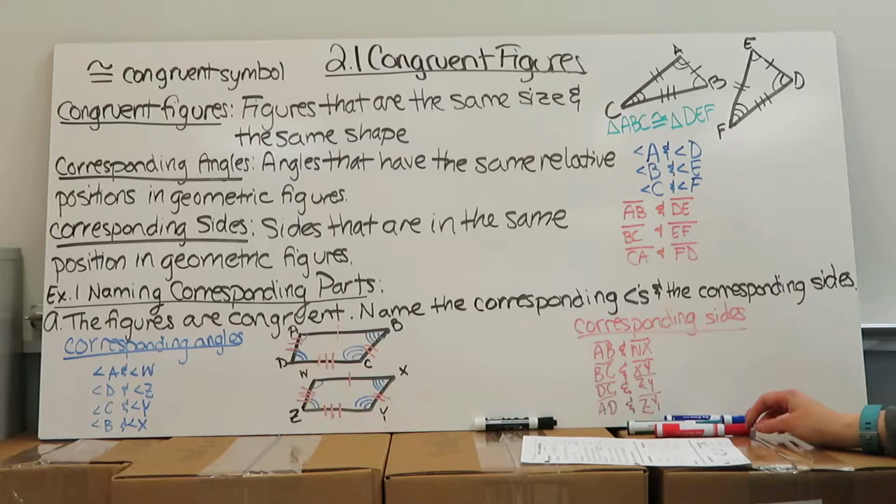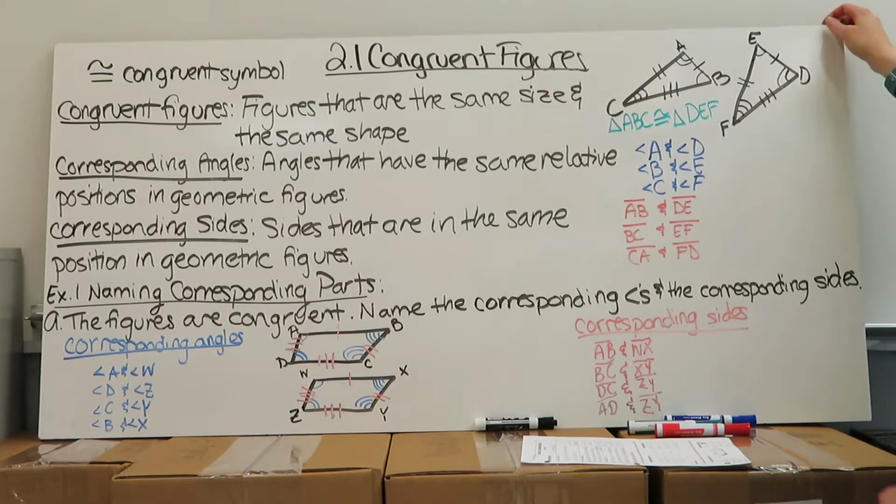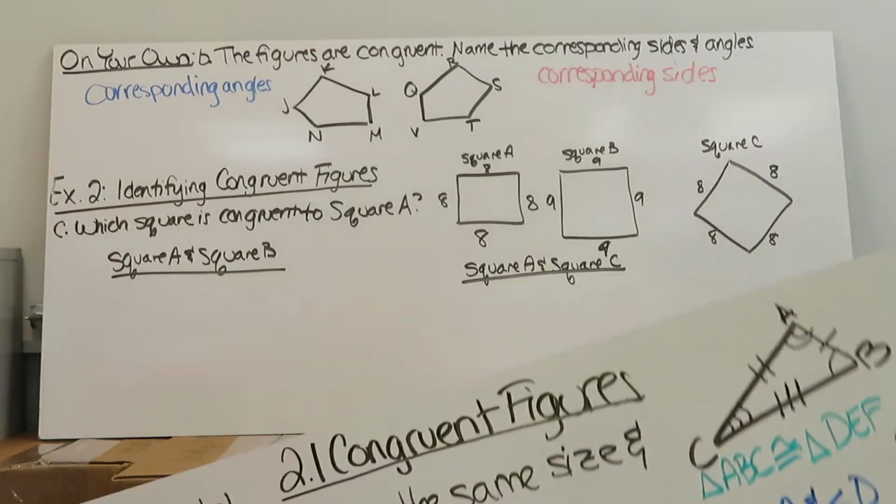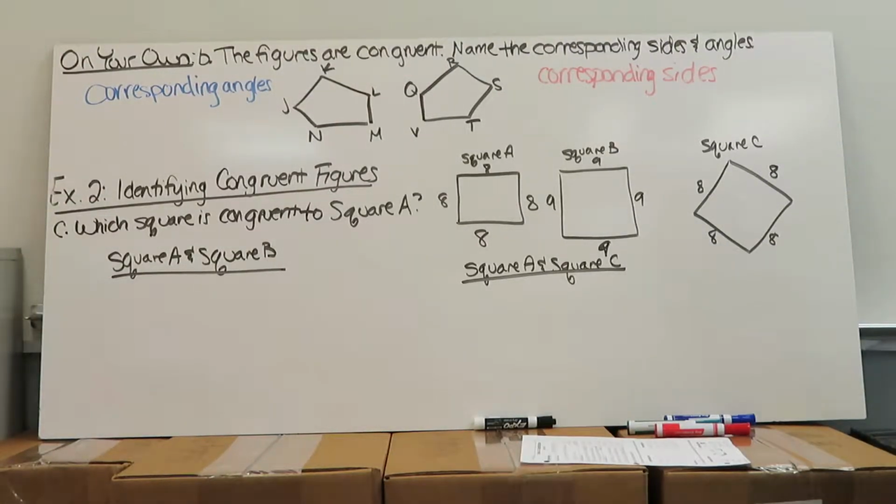So I'm going to switch the boards. Feel free to pause, do that on your own, then come back and check. All right, on your own. The figures are congruent. Name the corresponding sides and angles.